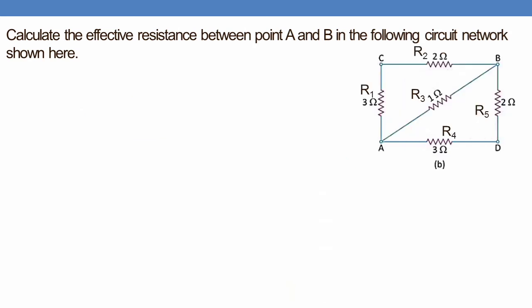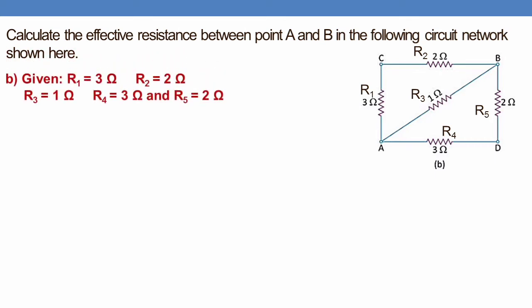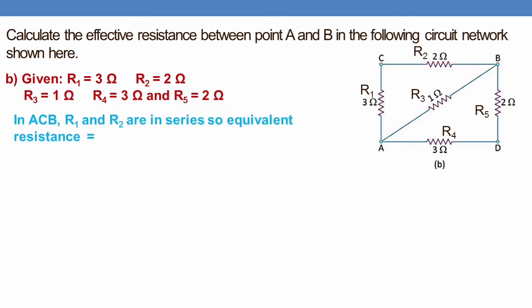Now here comes another circuit with 5 resistors. So here R1 is 3 ohm, R2 is 2 ohm, R3 is 1 ohm, R4 is 3 ohm, and R5 is 2 ohm. Let's analyze the circuit. If you see in the circuit through arms A, C and B, R1 and R2 are in series. So add the values and find the equivalent resistance at that point. So it will come to 5 ohm.